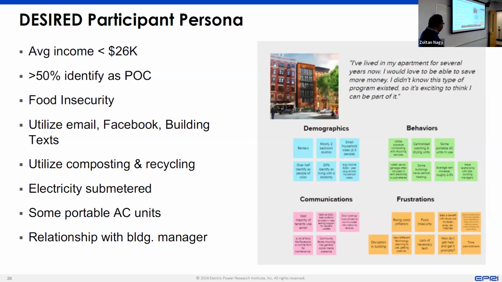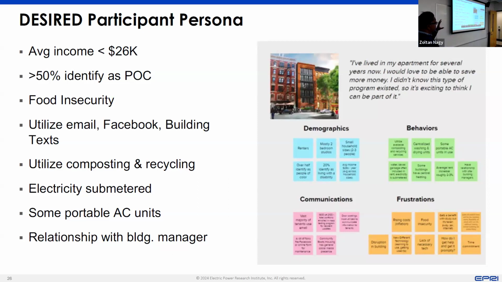I think more than 50% of this community identify as people of color. Why is this important? Just from a demographic perspective, we need to understand the overall impact of things like environmental justice, racial justice, and so on in this community. Are we addressing the problem for the right set of people? It's important to know. There's food insecurity in this community.